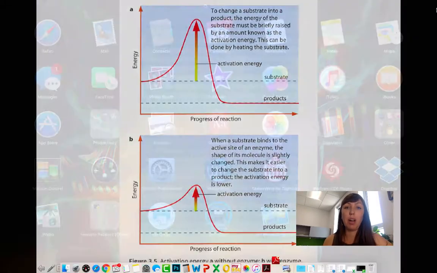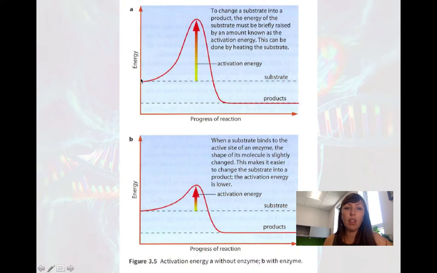So if you look at this model, this is a typical rate of reaction graph. You have energy here, progress of reaction. So to change a substrate into a product, the energy of the substrate must be briefly raised by an amount known as the activation energy, and this can be done by heating the substrate.